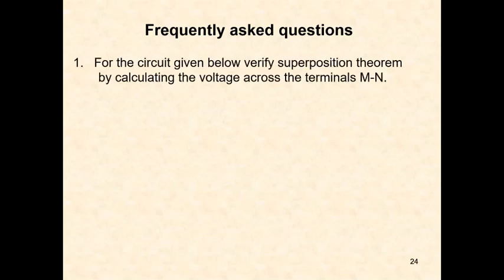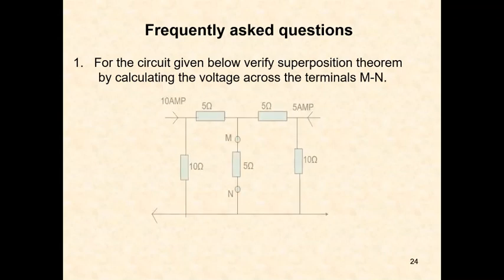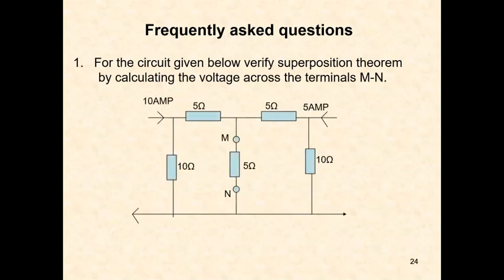For the circuit given below, verify the superposition theorem by calculating the voltage across the terminals M and N. See, this is the circuit. There are two current sources, 10 amps and 5 amps, entering at two ports. At the first port 10 amps is entering, and at the second port 5 amps is entering. Now find the current in the 5 ohm resistor. First, the 5 amps source is open circuited, and calculate.